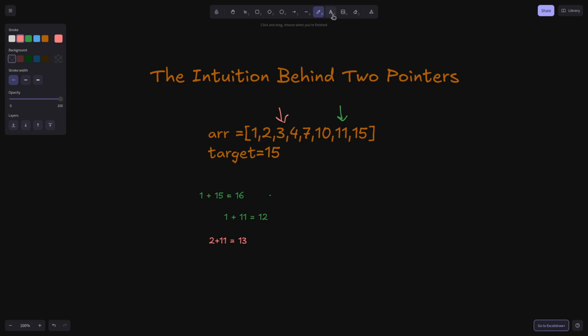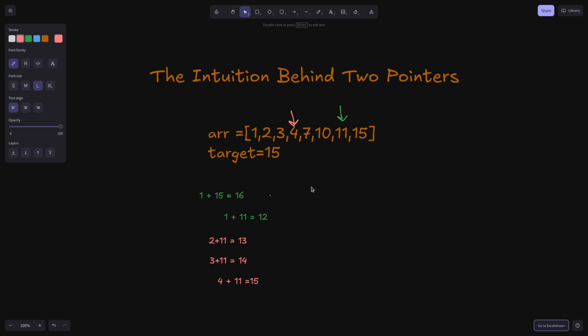So what is the value now? The value is 3 plus 11, which equals 14, still smaller than our target. Then we have to erase it again and move our pointer to the next element, that is 4. Now let's check what is 4 plus 11, it equals 15. This is our target value.